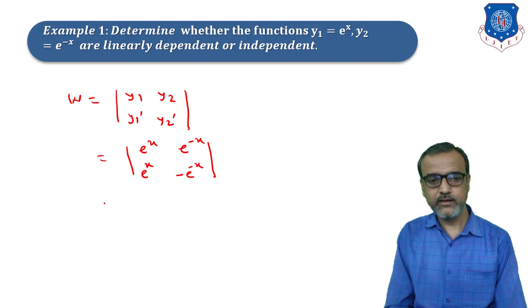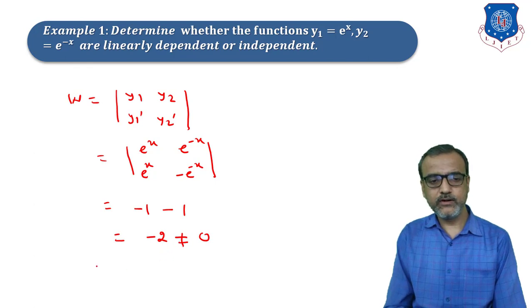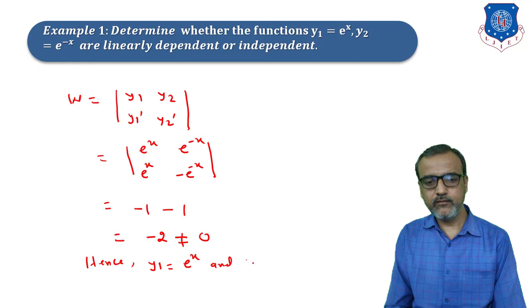Now we will solve this determinant, multiplying e^x by minus e^(-x). So we have minus 1, then after the minus sign, multiplying e^x by e^(-x), it will become e^0, and that is 1. So minus 1 minus 1 is minus 2, and minus 2 is not 0, it is a non-zero number. Hence we can say that y1 = e^x and y2 = e^(-x) are linearly independent solutions.